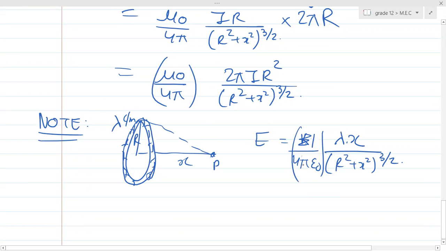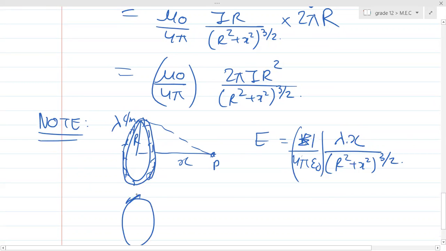Under root of R square plus x square to the power 3 by 2. Here it is 2 pi I R square, here it is lambda multiplied by x. Yes or no? So can you see over here just the numerator is dependent on the x value, whereas in this case the numerator is independent of x. Only the denominator is dependent, right?